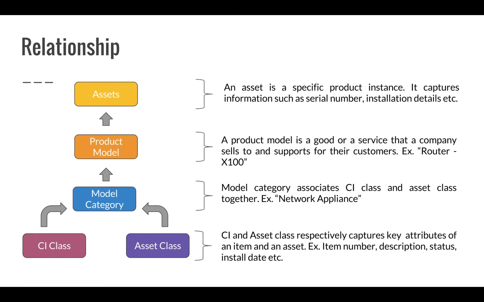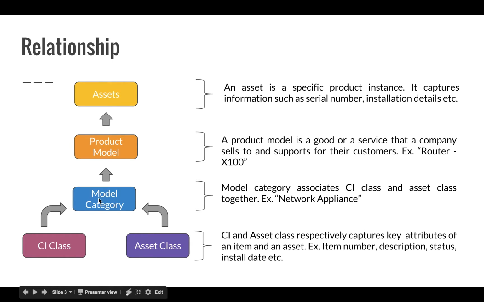Asset management leverages ServiceNow's proven asset and configuration item management framework. CI classes capture key attributes of an item. For example, item number, item description, physical attributes of an item such as height, weight, length, width, etc. An asset class captures key attributes of an asset such as install date, asset status, asset owner, installation location, etc.